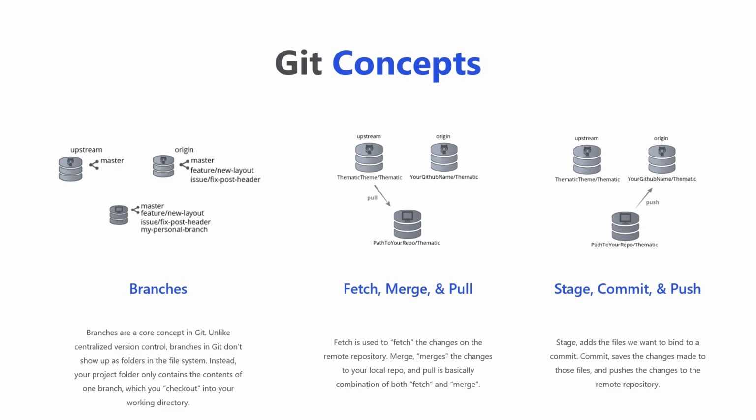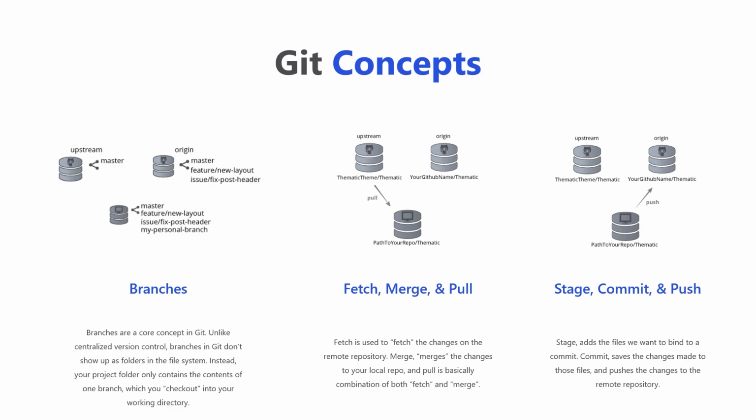And then once you get it all working and tested and validated, you then do this concept called merging. That basically means that you're going to take that change and push it into your master branch. Now, branches are a core concept. I'll just read the definition in Git. Unlike centralized version control, branches in Git don't show up as folders in the file system. Instead, your project folder only contains the contents of one branch, which you check out.